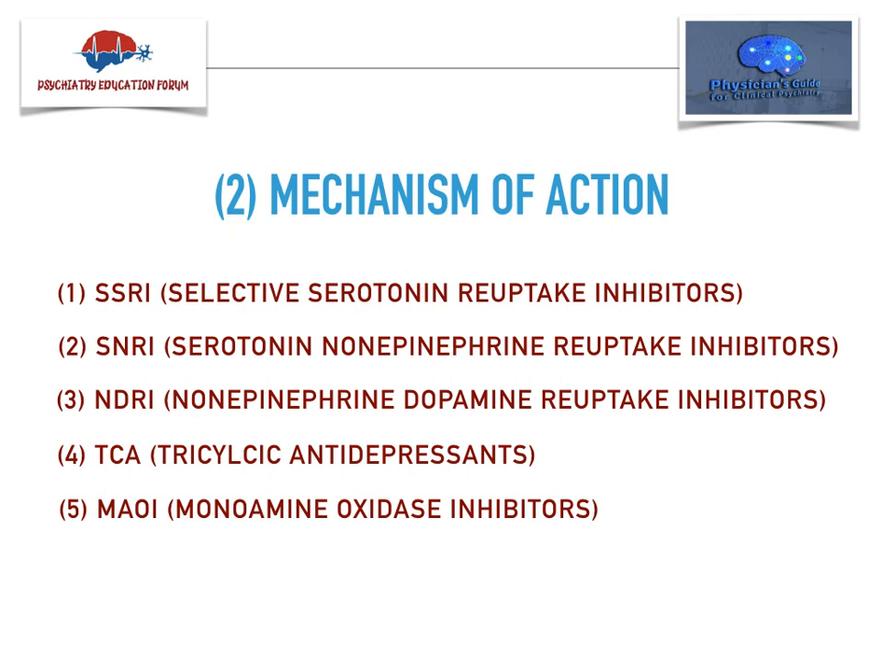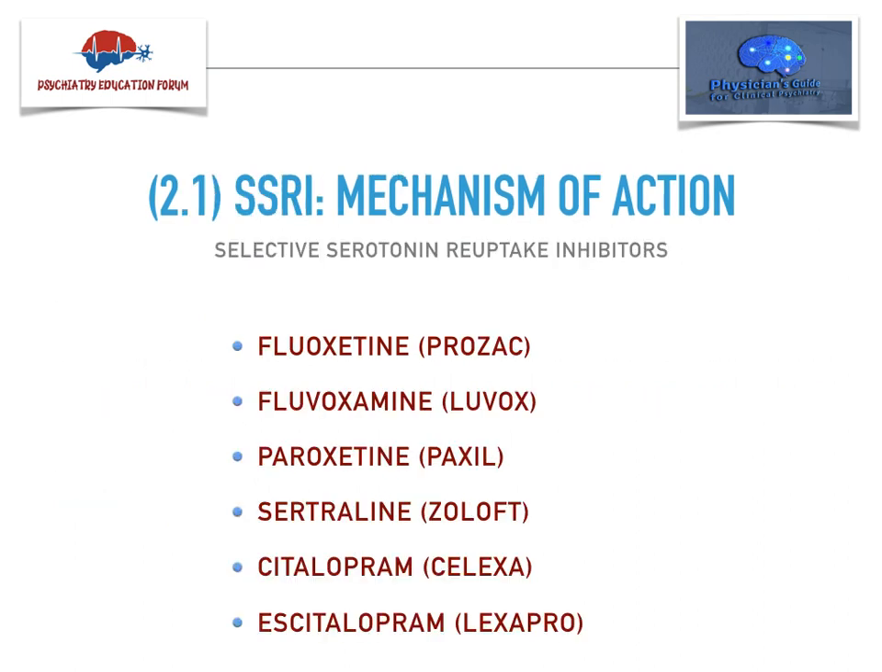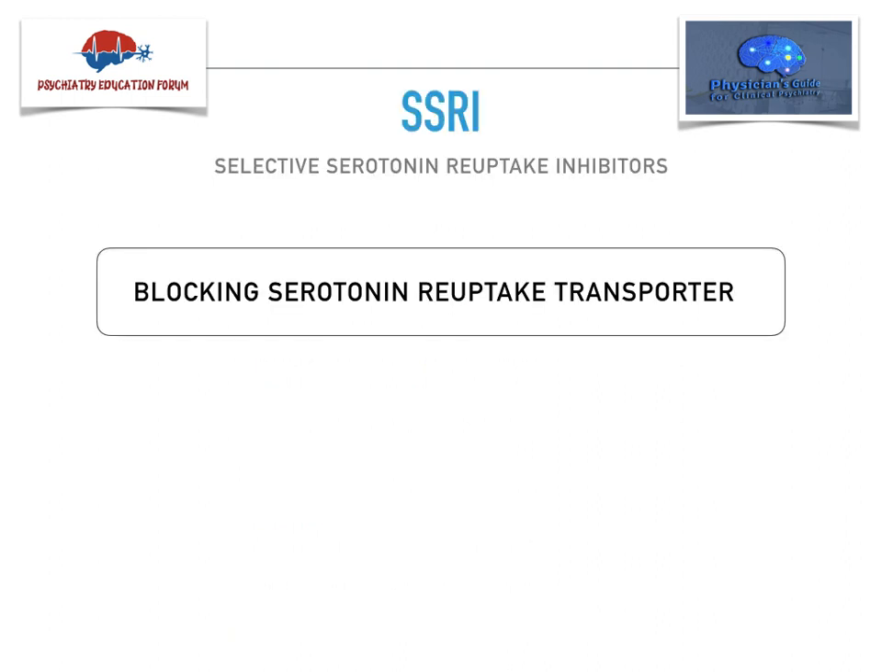So first topic for today is SSRI's mechanism of action. Well, we know that SSRI stands for Selective Serotonin Reuptake Inhibitors. And we have many medications right now in this class, total of 6. Fluoxetine, fluvoxamine, paroxetine, sertraline, citalopram, and escitalopram. Now, how does this class of medication work? Well, we know by the name that they block the serotonin reuptake transporter.